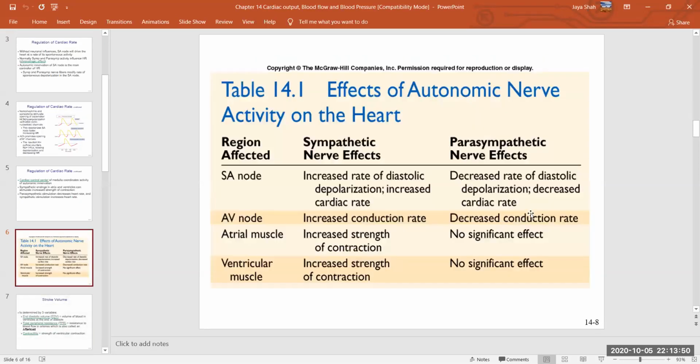So here is the summary of the cardiac center stimulation and autonomic stimulation and its effect on the heart. So, effect of autonomic nerve activity on the heart. Here is the region affected, sympathetic nerve effects, parasympathetic nerve effects, and what are their effects here. So in the SA node, AV node, atrial muscle, ventricular muscle, and their effect. So let's talk about first sympathetic nerve effect.